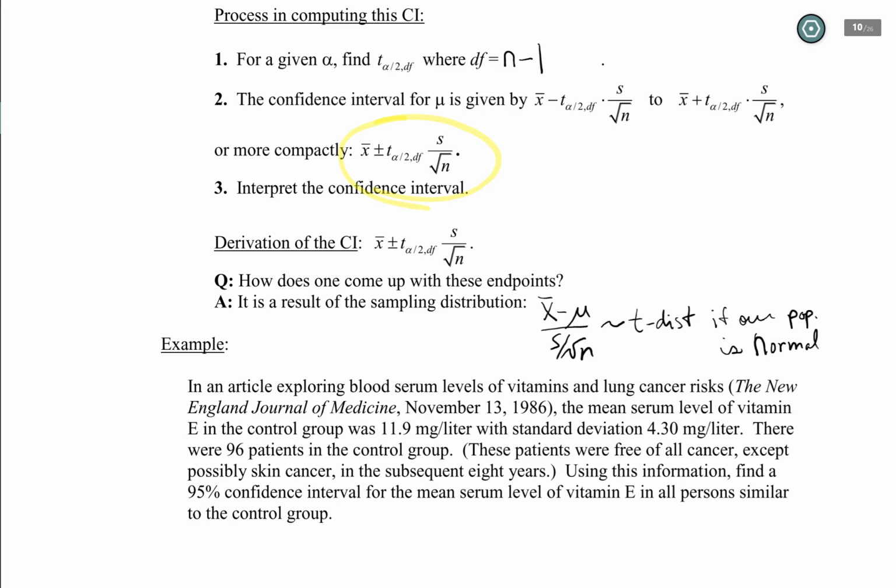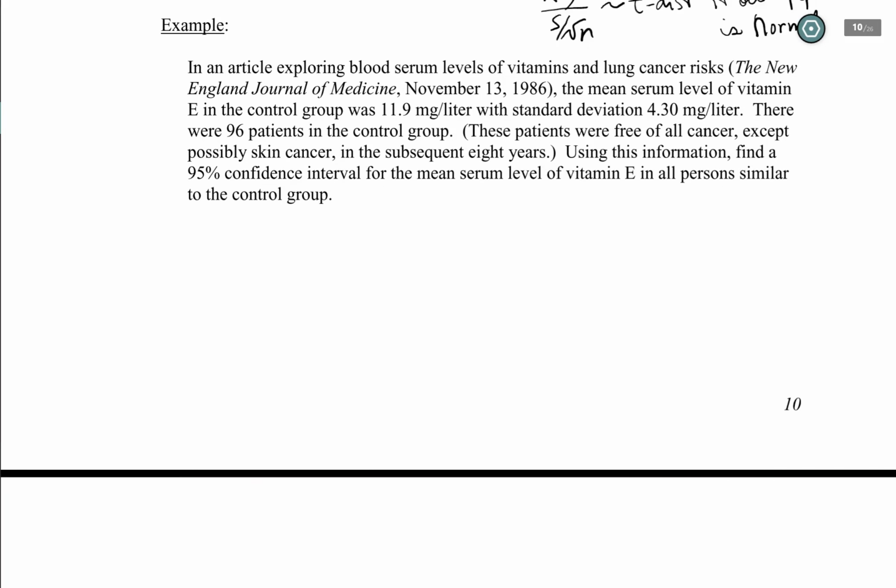Okay, here's an example. Take a moment, read this example. You may want to hit the pause button. Upon reading this example, you will see that we are interested in estimating this parameter, the mean serum level of vitamin E in all persons similar to those in the control group. So this quantity was of interest in this study, so we want to estimate that with a confidence interval.